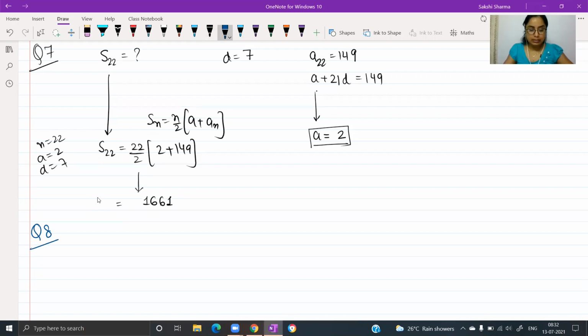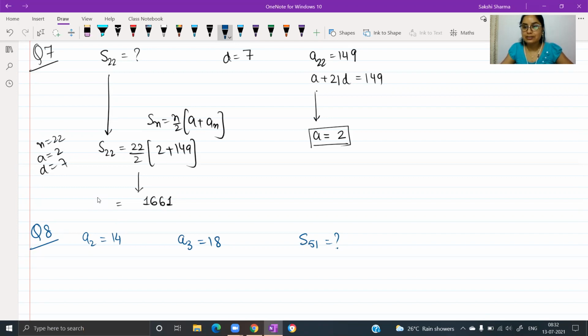Okay. Question 8. Find the sum of the first 51 terms of the arithmetic progression whose second and third terms are given to you. You're given a2 as 14, a3 as 18, and you've been asked to find out the value of S51.